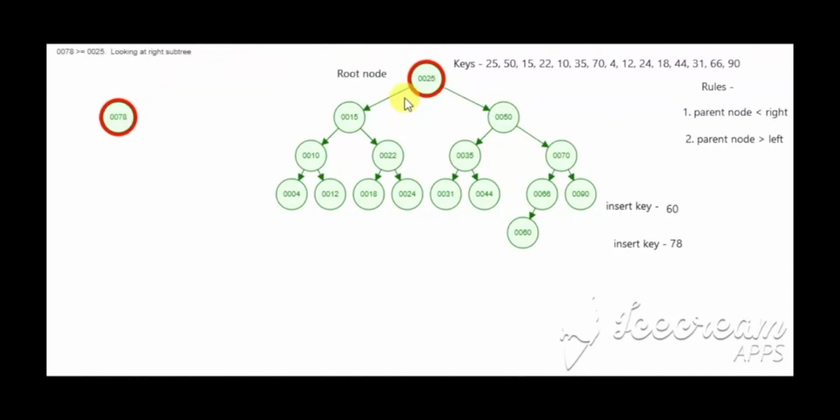78 at first is compared with 25, then go right. Greater than 50 go right, greater than 70 go right, and less than 90 go left. So if you want to add another element in a binary search tree, then it will be located at the end.